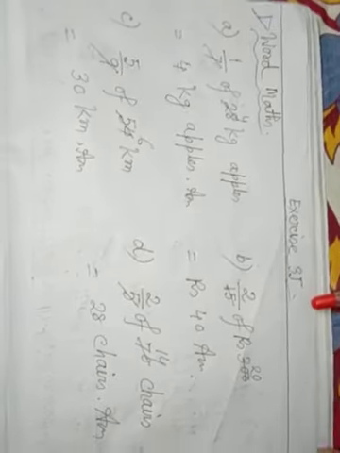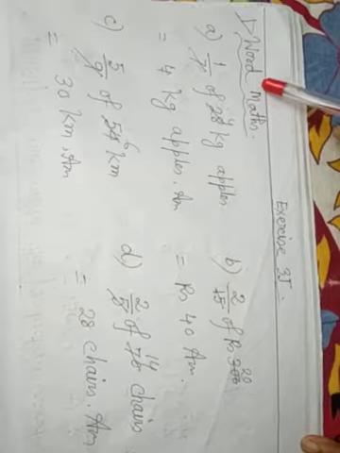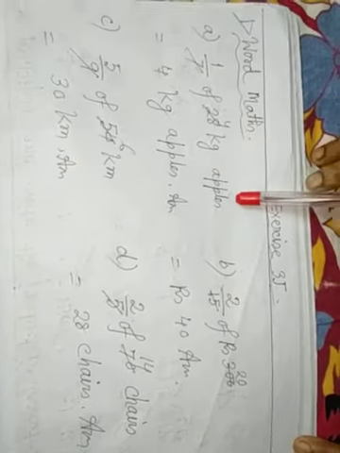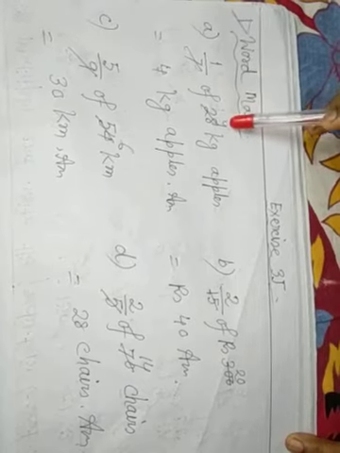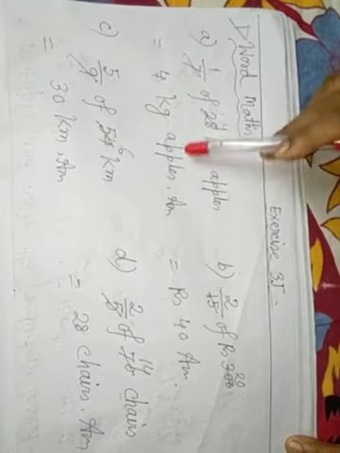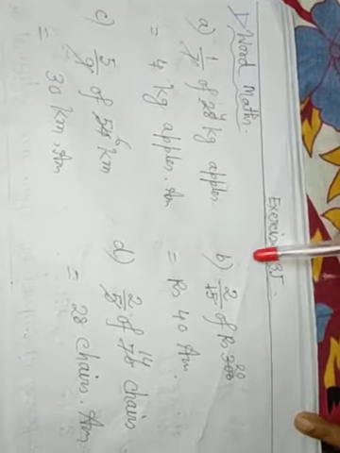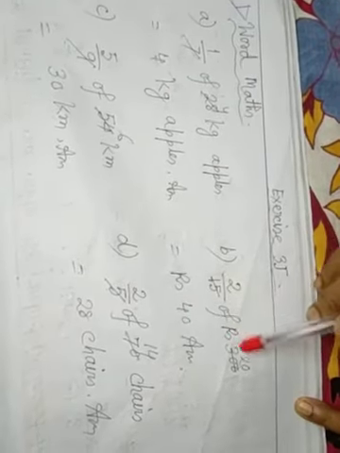Exercise 3Z. What maths? What's math A? 1 by 7 of 28 kg apples. So 7 into 4, 28. So 4 kg apples. You must write unit kg. 4 kg apples.